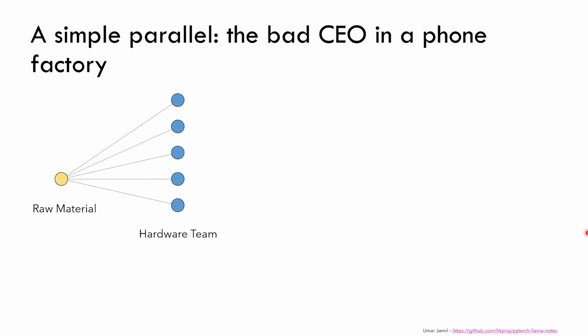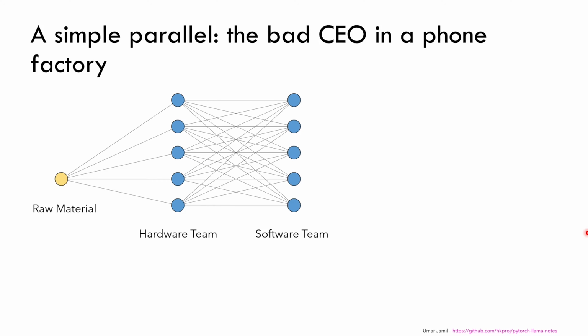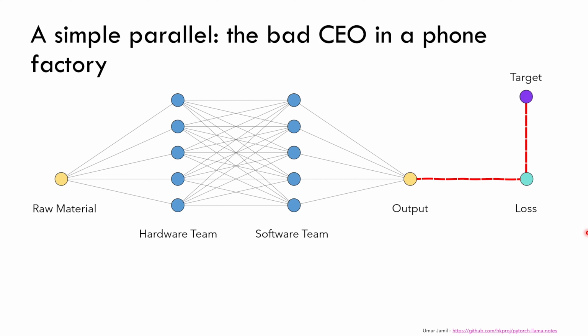The hardware team then gives this prototype to the software team, which then creates the software for this hardware. And then the output of the software team is the complete phone with hardware and software, and is given as the output. The output is then compared with the original design of the phone. And then we compute a loss. So what is the difference between the target we had for our phone and what we actually produced?